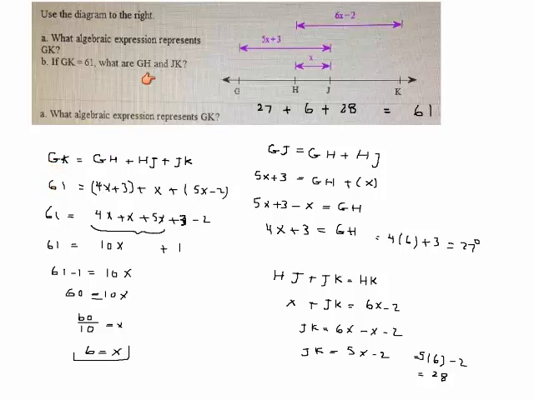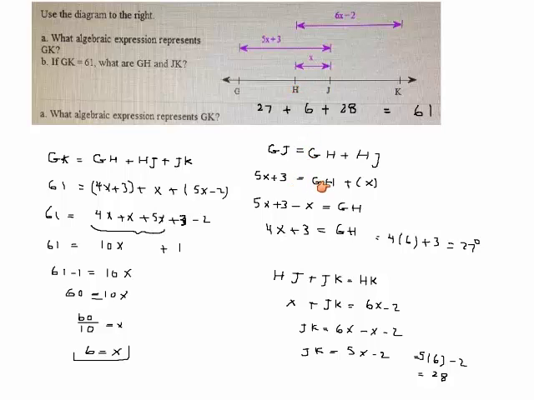We know JK is equal to 61. It's given to us. We want to write what GH and JK is equal to. So let's take a look at GJ. GJ looks like is equal to GH plus HJ. So in this case, GJ is given to us as 5x plus 3. So we can replace GJ with 5x plus 3.